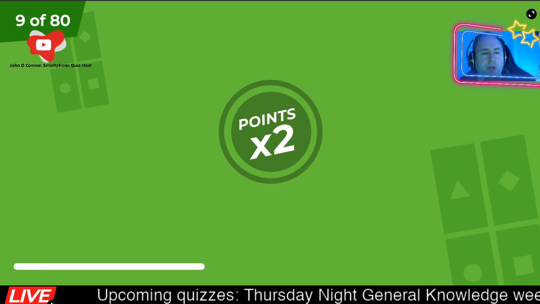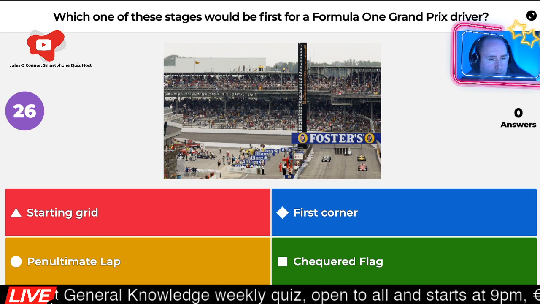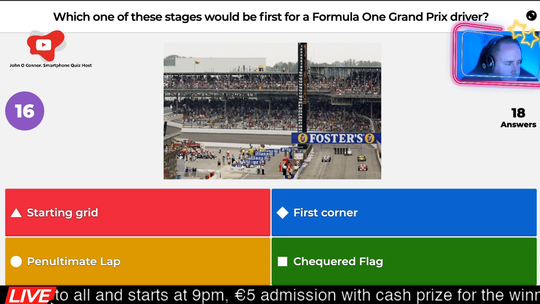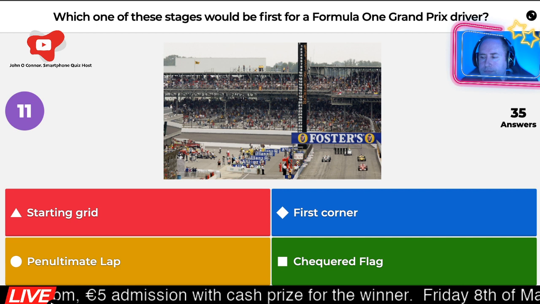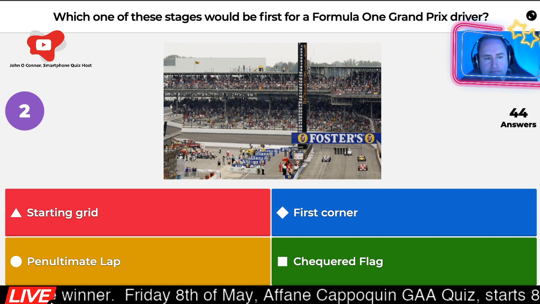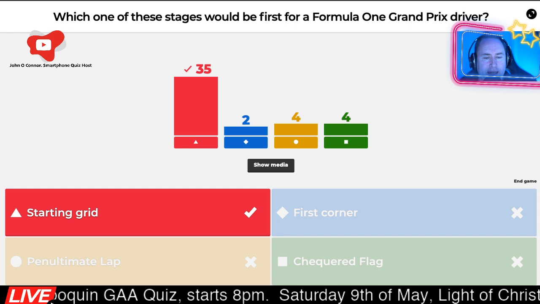Which one of these stages would be first for a Formula One Grand Prix driver? Is it the starting grid, first corner, penultimate lap, checkered flag? Five correct answers. It is the starting grid. Two went with first corner, four went with penultimate lap, and then four others with the checkered flag.